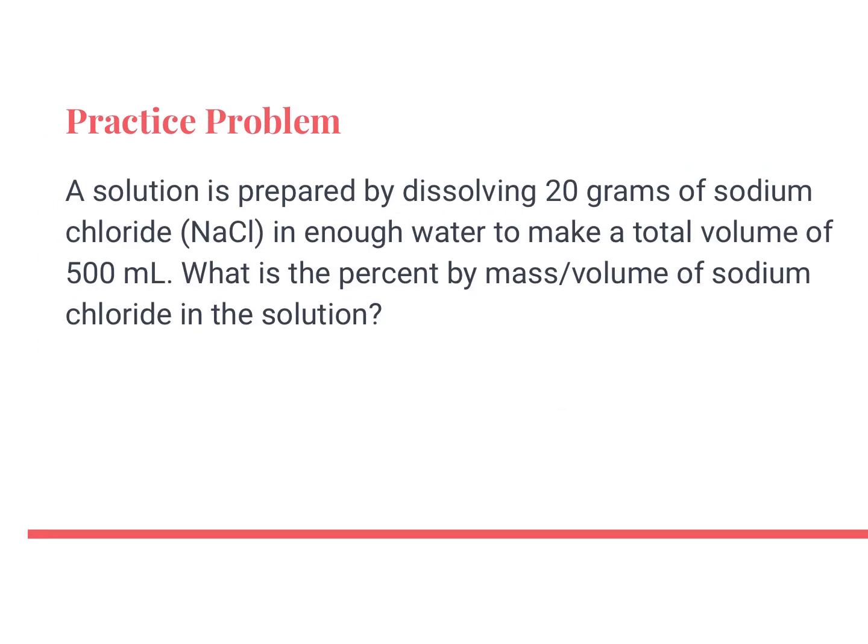Okay, we're going to do one practice problem. A solution is prepared by dissolving 20 grams of sodium chloride in enough water to make a total volume of 500 milliliters. What's the percent by mass volume of the sodium chloride? So the percent, it's the mass of the solute. What's the mass of the solute in this problem? It's 20 grams. And it's divided by the volume of the whole solution. What's the volume? 500 milliliters. And then we just times it by 100.